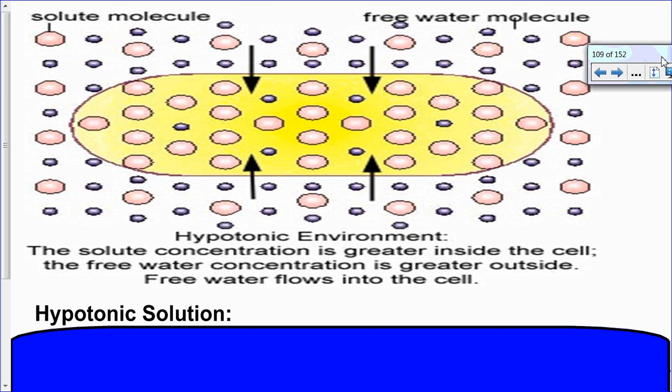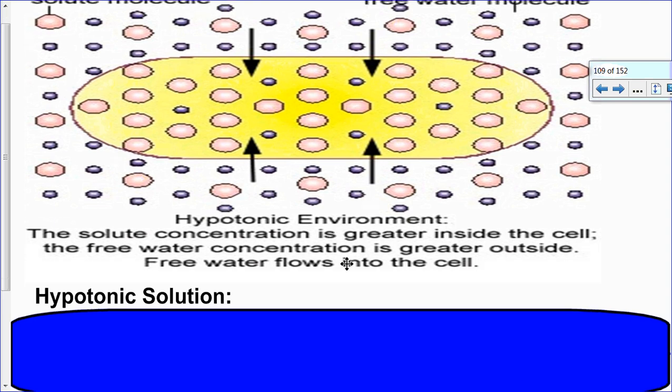And as the arrows show, the water would flow into this cell. Osmosis would try to reach equilibrium, and the water molecules would move from where they're highly concentrated outside the cell and start to move into the cell until they reached equilibrium. That's referred to as a hypotonic environment.